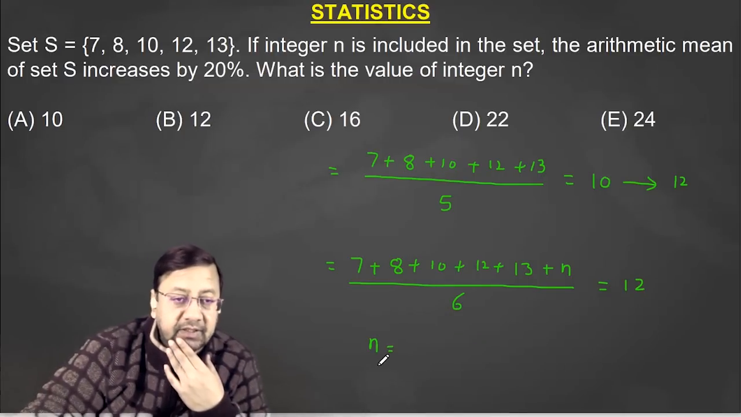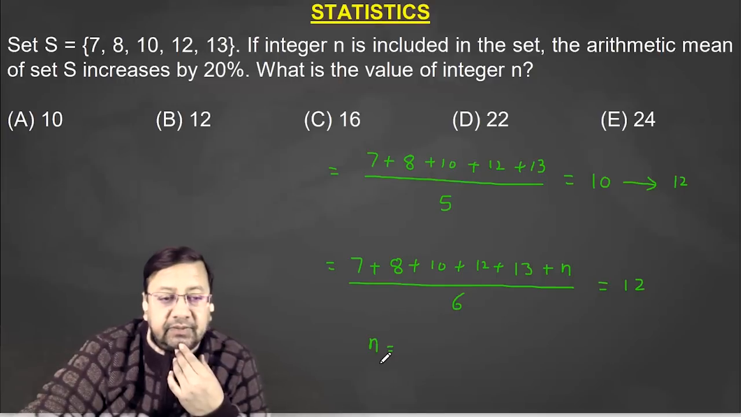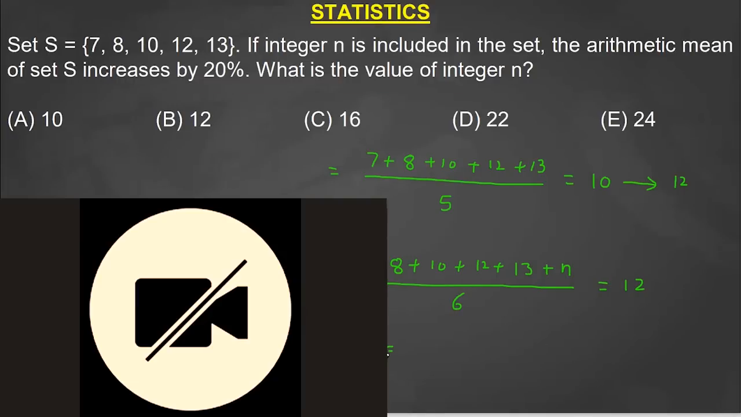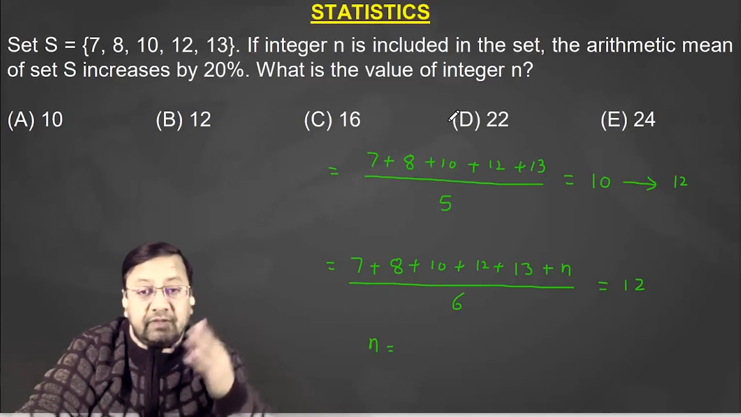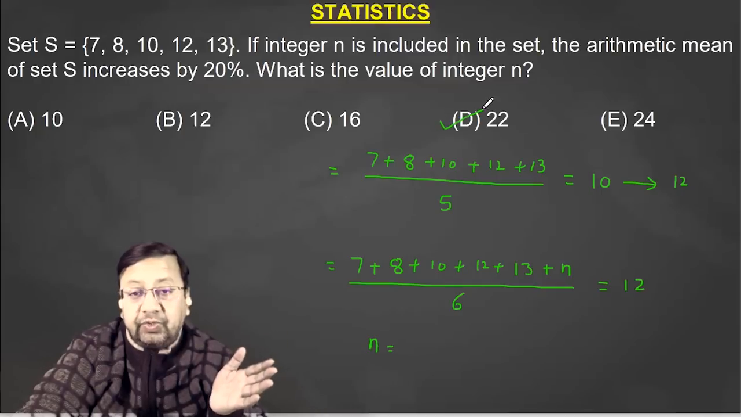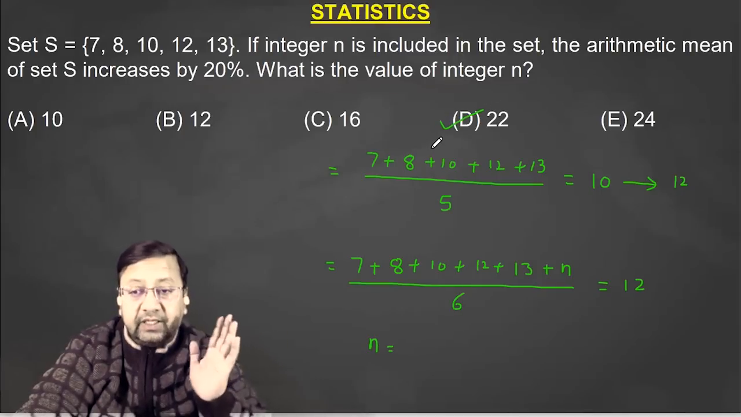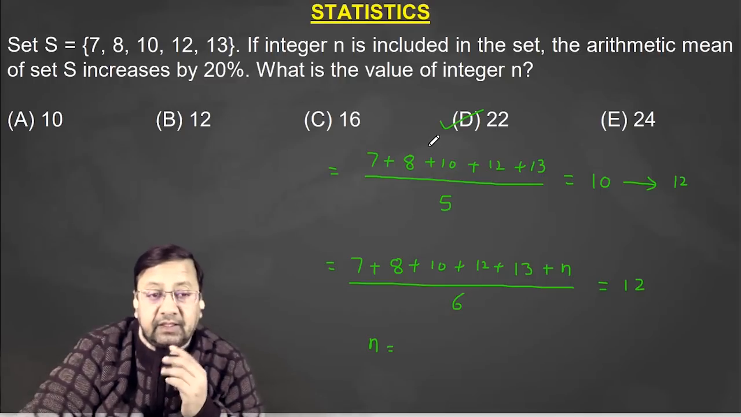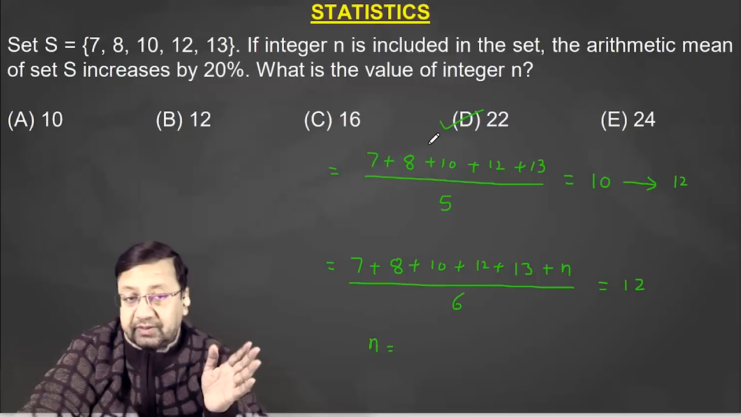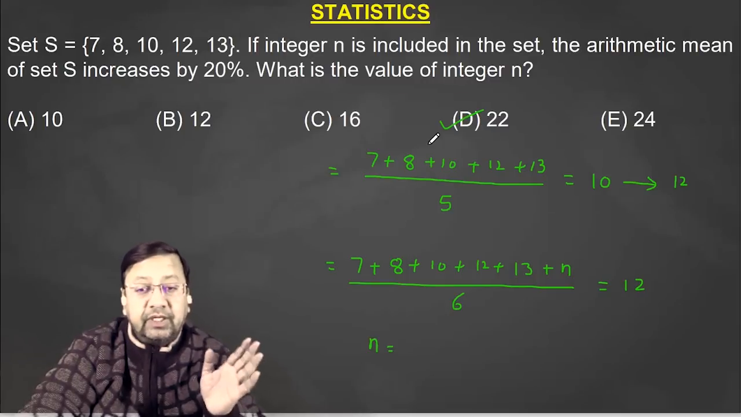Yes, correct. Sir, I'm getting 22. So, what is the value of integer n? That is 22. The option D is the right answer, Shashank, right? The answer is not the first option. The answer is the D option, 22.